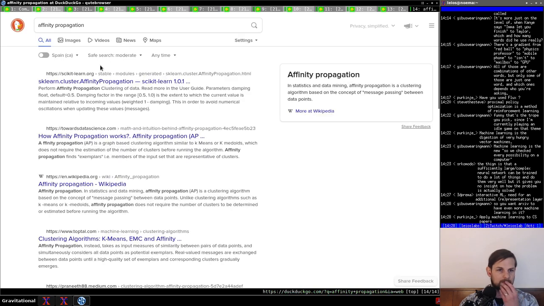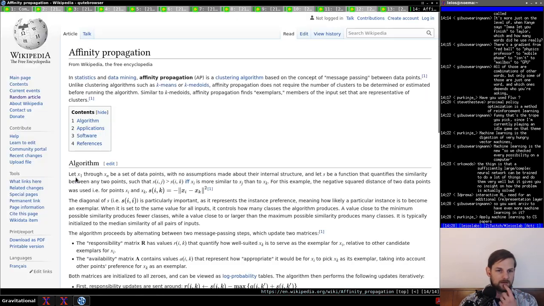I don't know. Is it? Affinity propagation is a clustering algorithm, just a basic clustering algorithm based on the concept of message passing between data points. Unlike clustering algorithms such as k-means or k-medoids, affinity propagation does not require the number of clusters to be determined or estimated before running the algorithm.